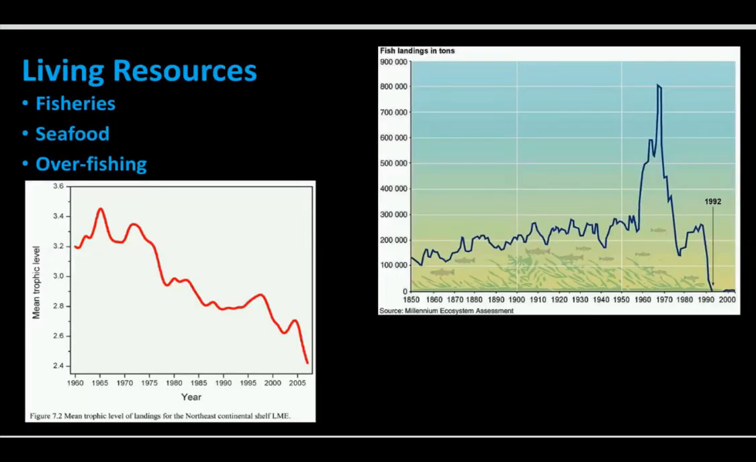So let's talk a little bit about living resources in the ocean. This is just going to be a big overview. Again, we're going to talk a lot about this in the spring.